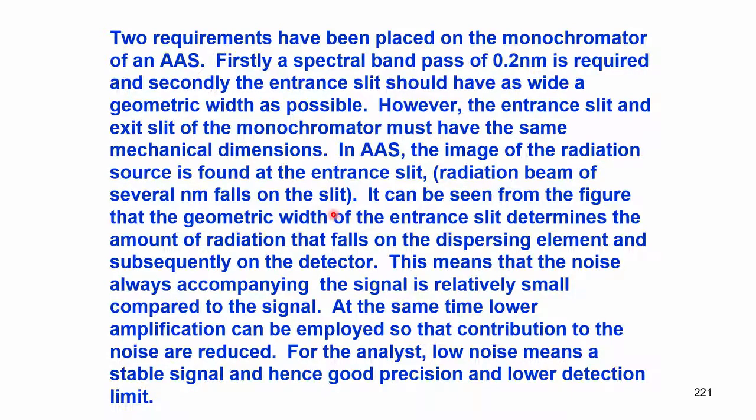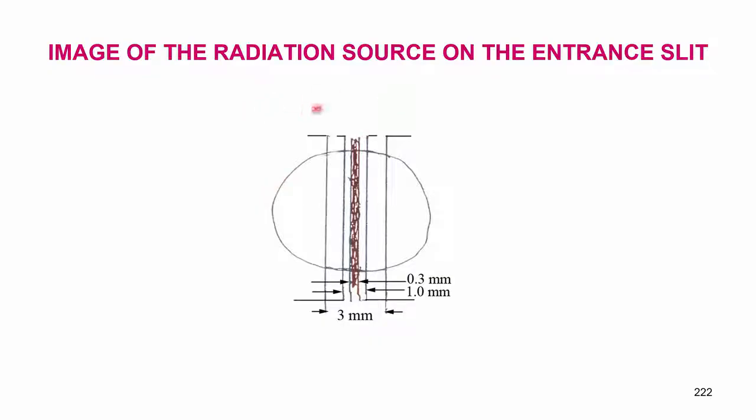For the analyst, if you are a chemist, you may say I do not understand much of what you are talking about. Low noise means a stable signal. Okay. This is the bottom line. Actually, it is a virtual bottom line also in the slide. So, low noise means stable signal, good precision and lower detection limit. Okay. So, this is what it means, image of the entrance slit. This is 0.3 mm, this is 1 mm, this is the entrance slit image, and the exit slit also should be the same here.